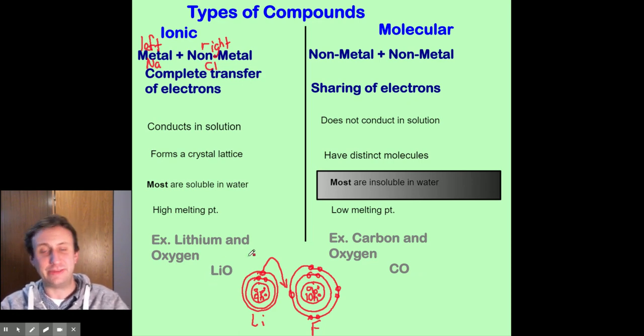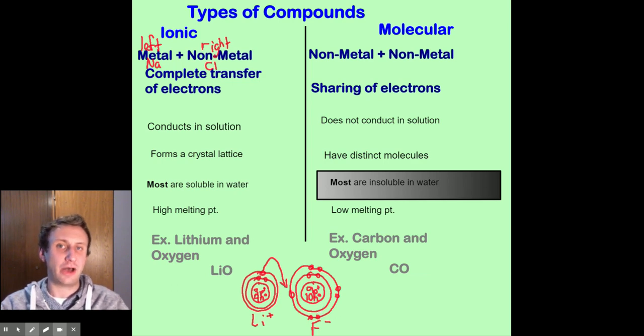When that happens, they become what are called ions. Ions are essentially atoms that have an uneven amount of protons and electrons, meaning they have a charge. For this lithium, if I'm losing that one electron, it now has a positive 1 charge because it has 1 more positive proton at 3 than negative electrons at 2. So it has a 1 positive charge. Now, fluorine ends up gaining an electron, so it's going to have a charge of 1 minus because it has 9 protons and now 10 negative electrons. So it has a 1 negative charge.